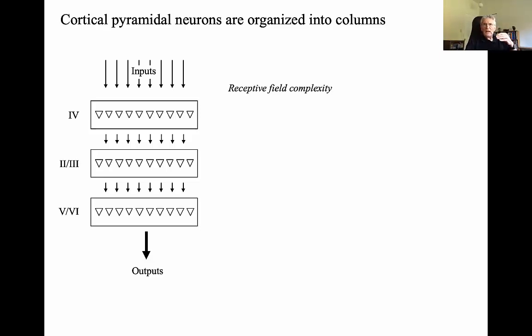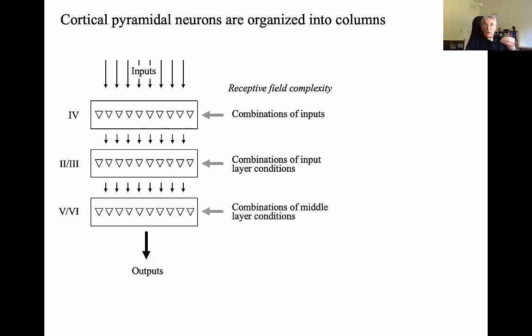So if we think about the complexity of the receptive fields in different layers, input layer receptive fields are combinations of inputs to the column. Middle layers are combinations of the input layer receptive fields, and the output layers are combinations of middle layer receptive fields. So the implication is that the receptive fields get a bit more specific as you go through the layers. In other words, the receptive fields in the input layer will probably be detected rather more often than those in the middle layer, and the receptive fields in the output layers will be detected the least often.